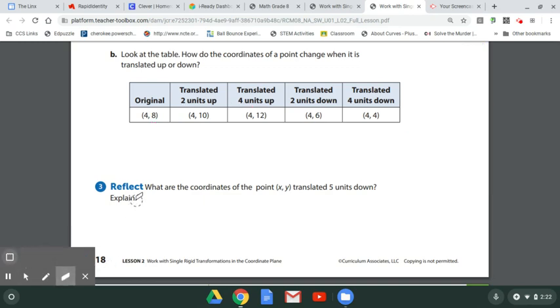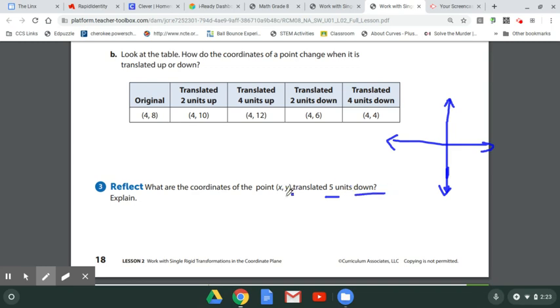What are the coordinates of the xy translated? So if you have a point that's xy and it goes 5 units down, so no matter where this xy point is, if we go down 5 units, is that y value getting bigger or smaller if we go down? Right, smaller when it goes down.